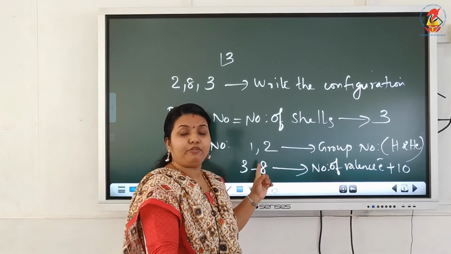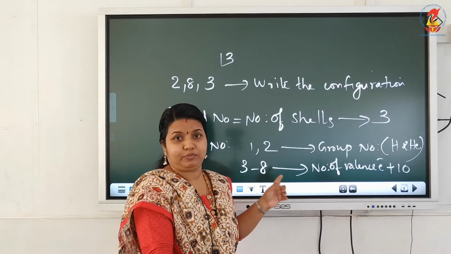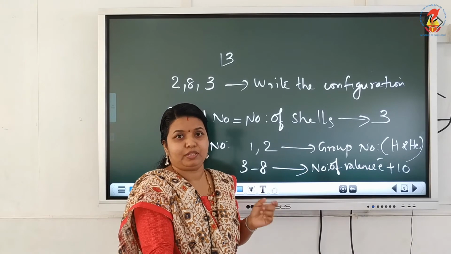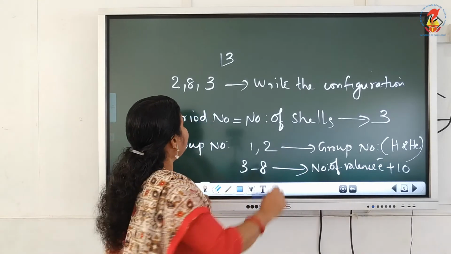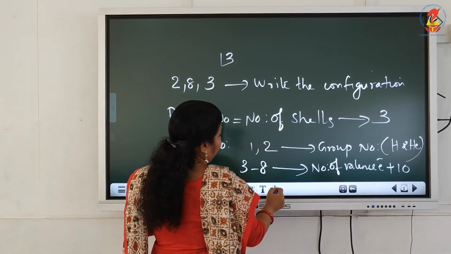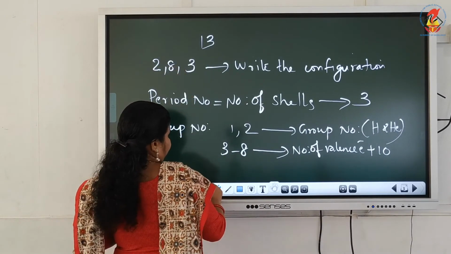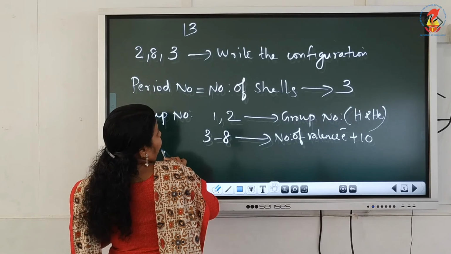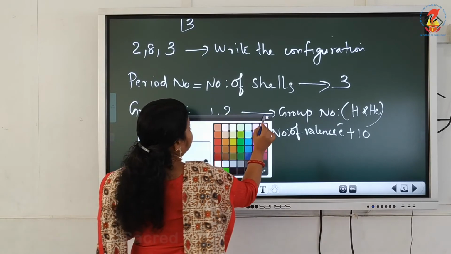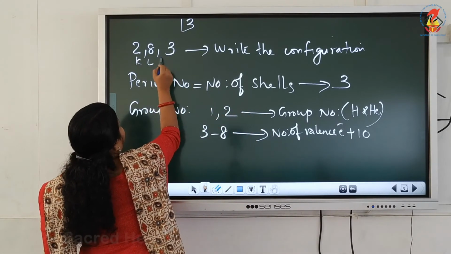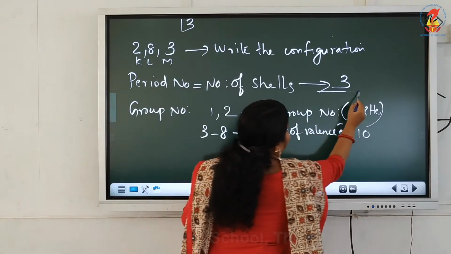Then if the number of valence electrons is 3 to 8, you have to add 10 to that. Then you will get the group number. Now take this element, its period number we have already written. 3 shells, 2, 8, 3, K, L. Three shells are there, K, L and M. So its period number is 3.